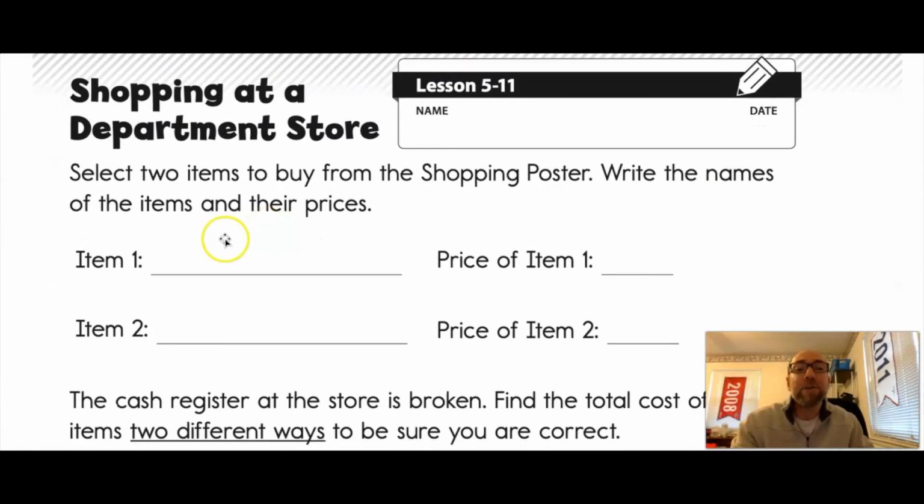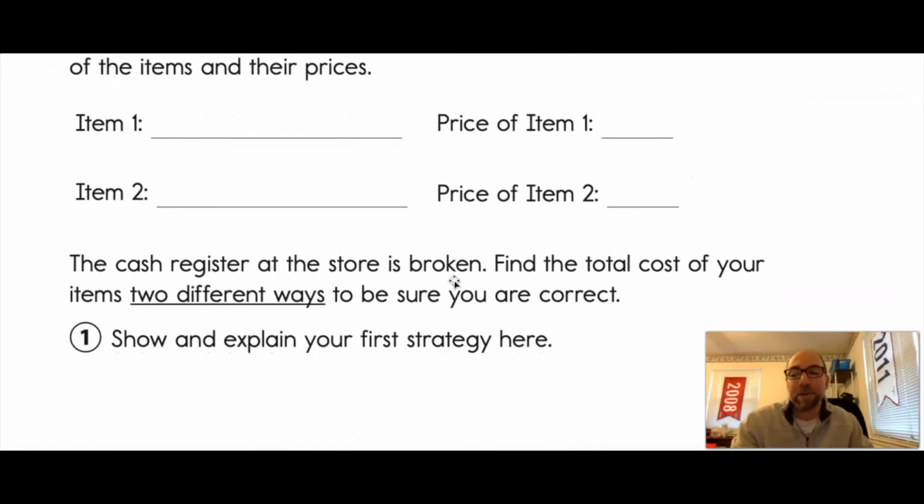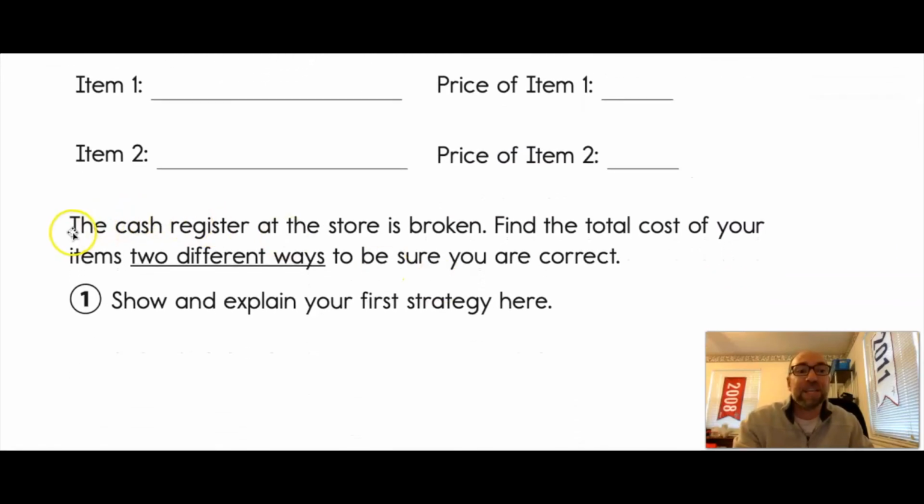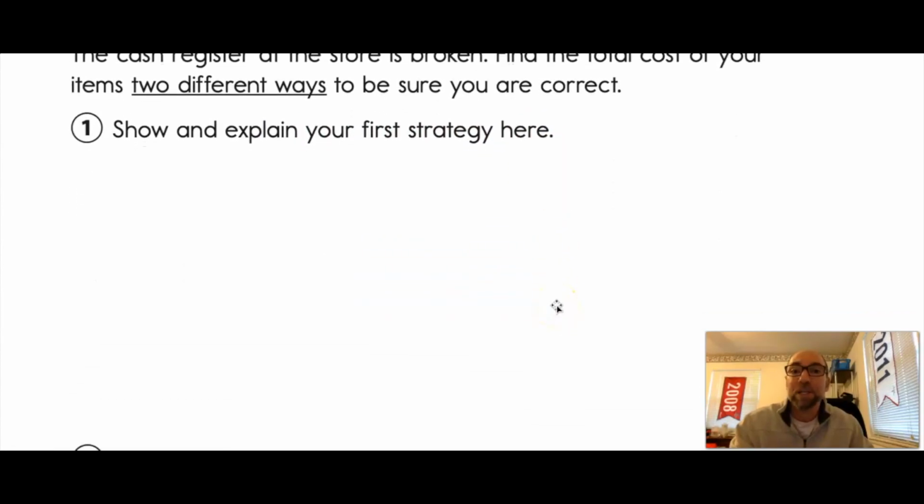Once you find your 2 items that you want to buy, here's your task. The cash register at the store is broken. Find the total cost of your items 2 different ways to be sure you are correct. Show and explain your first strategy here. So on your Seesaw activity, you're going to show how you got the total.